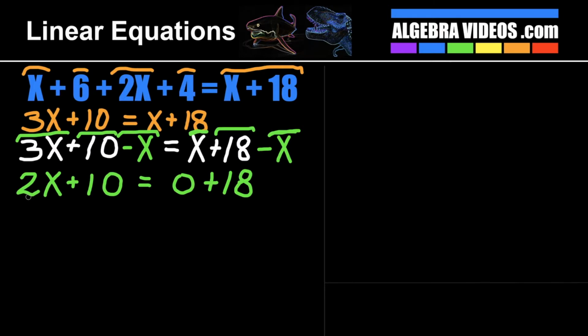So now we have on the left side 2x plus 10. And on the right side we have 0 plus 18, which really is the same as 18, right? I can just write it as 18. So let's simplify this again and rewrite it without the 0. I'm going to say 2x, just rewriting what's above, plus 10, just rewriting the 10 that's above, is equal to 18.